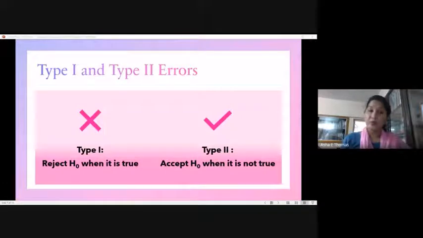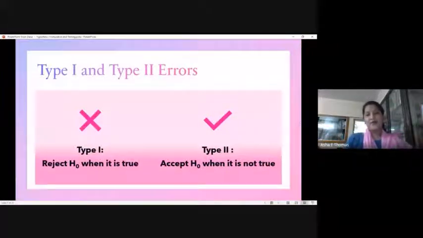How do we go with formulation of hypothesis? What are the different types of hypothesis? As we said, null hypothesis and alternative hypothesis. We also mentioned type 1 error and type 2 error. So in today's class, we are going to start from type 1 error and type 2 error and slowly go towards the testing of hypothesis.